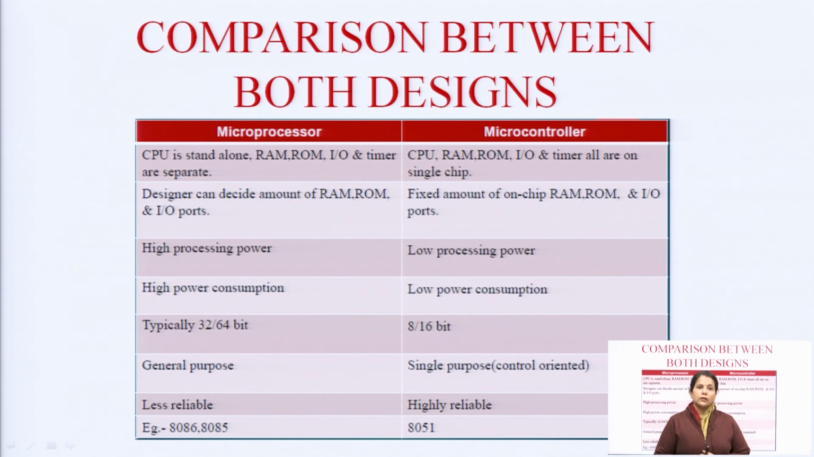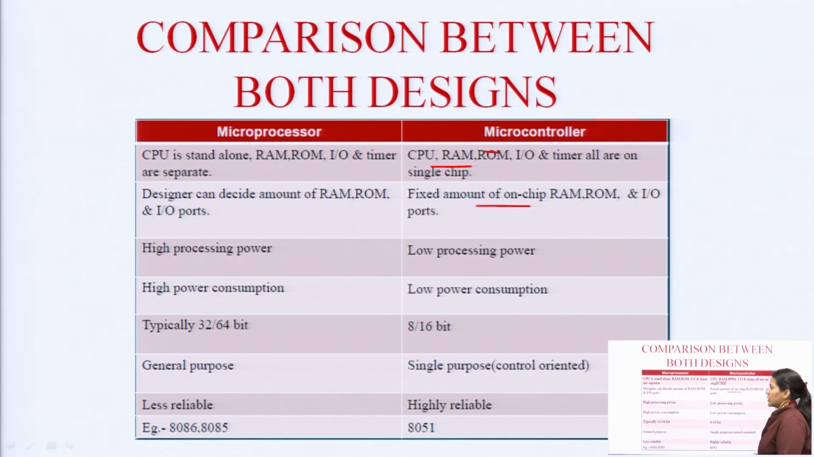When we compare the designs based on these two, the microcontroller and the microprocessor, we will find certain differences between these two systems. In a microprocessor based system, the CPU is standalone, and RAM, ROM, input output and timer are separate. In a microcontroller based system, CPU, RAM, ROM, input output and timer are all on a single chip. In a microprocessor based system, designers can decide the amount of RAM, ROM and input output ports. In a microcontroller, a fixed amount of on-chip RAM, ROM and input output ports is available.